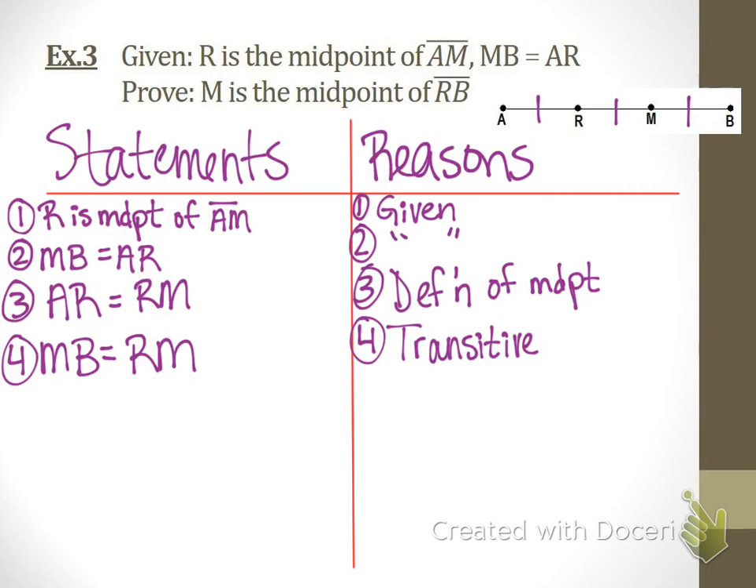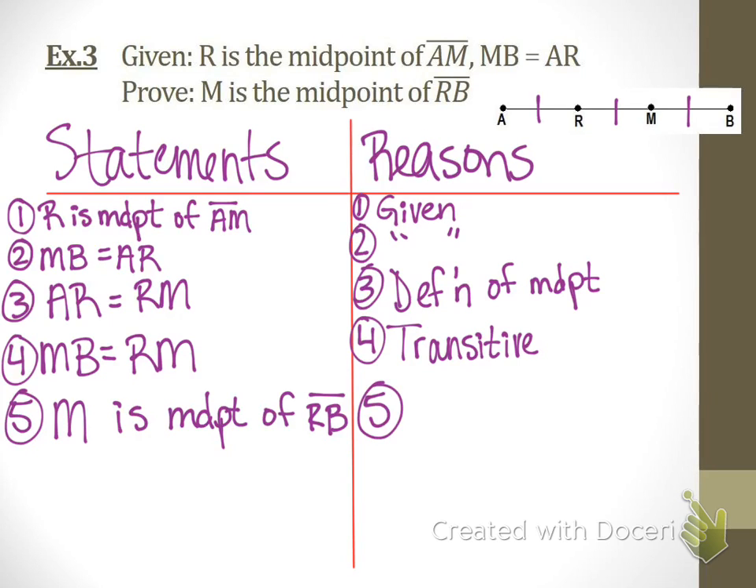What do you think, Kara? Yes, we are now at our proof statement. We have enough information to say that M is the midpoint of segment RB. Why do you think we're allowed to say that? What do you think, Ariana? You already stated that RM is equal to RB, or MB is equal to RM, so it's saying that.